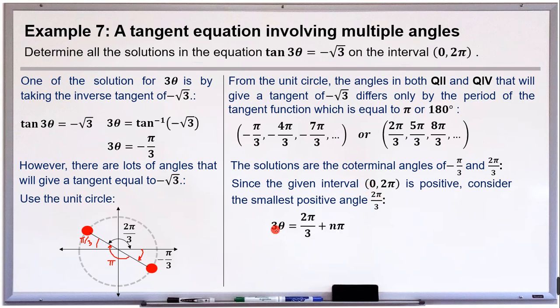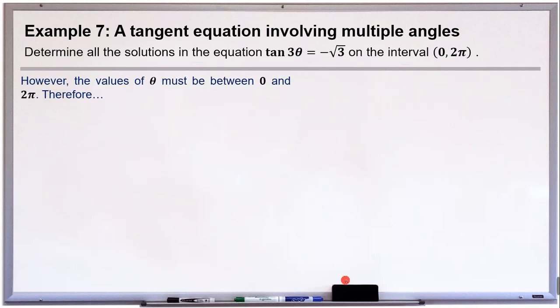So we have here 3 theta is equal to 2 pi over 3. We will use this one. Then we will add the period of the tangent, that is pi, so we have plus n pi. Then divide both sides by 3 in order to solve for theta. So you have theta is equal to 2 pi over 9, plus n pi over 3.